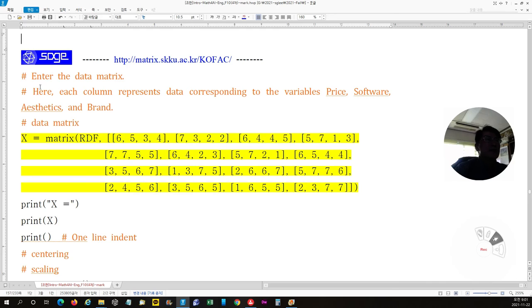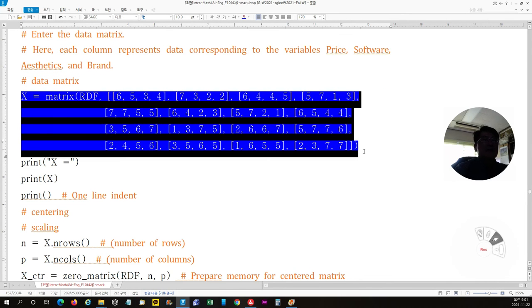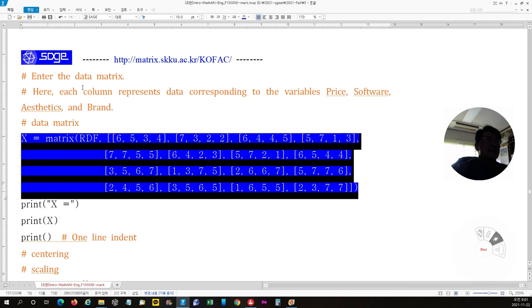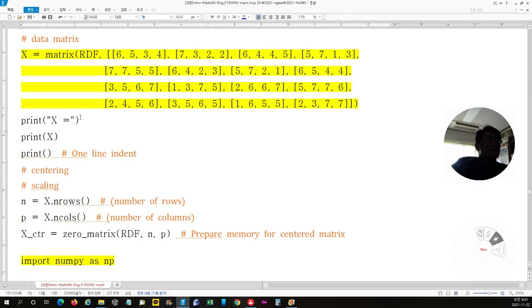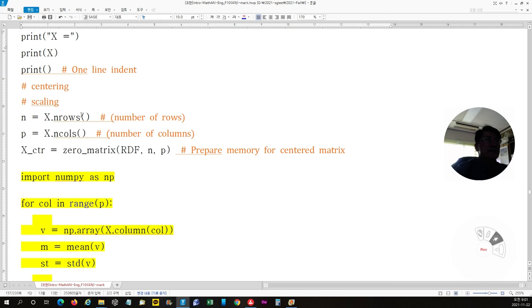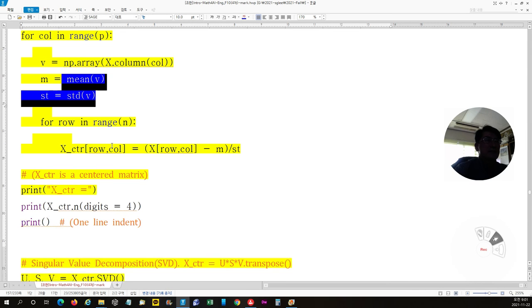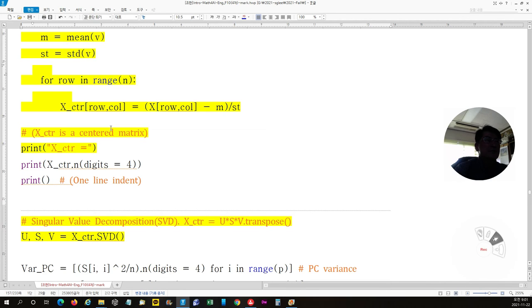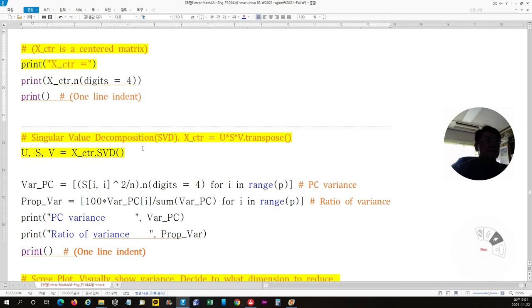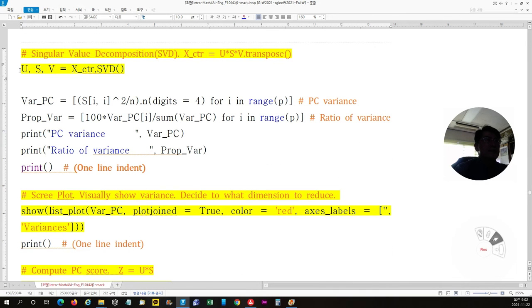that you're going to use. Here, this is the data that we got from those Likert surveys. Then we enter the data matrix here, and from this matrix we make a centered matrix. We find the means and standard deviations, and we use those to find the mean-centered matrix X tilde. Then we use the singular value decomposition on this centered matrix. Then we will have the orthogonal matrices U and V and the diagonal matrix S.